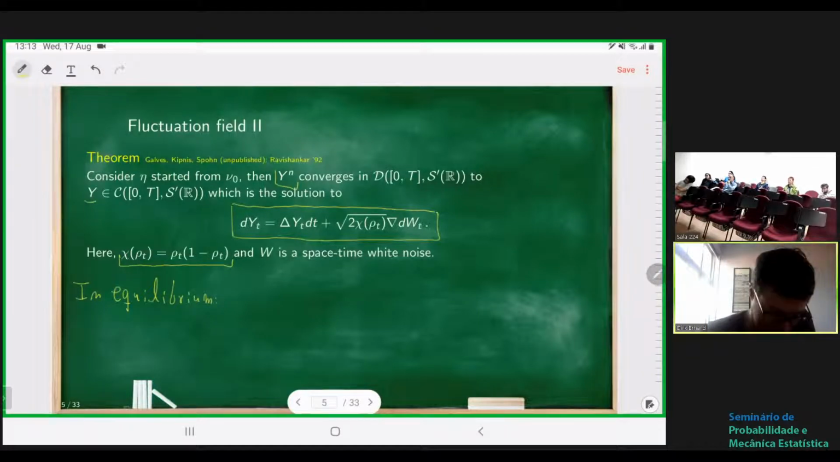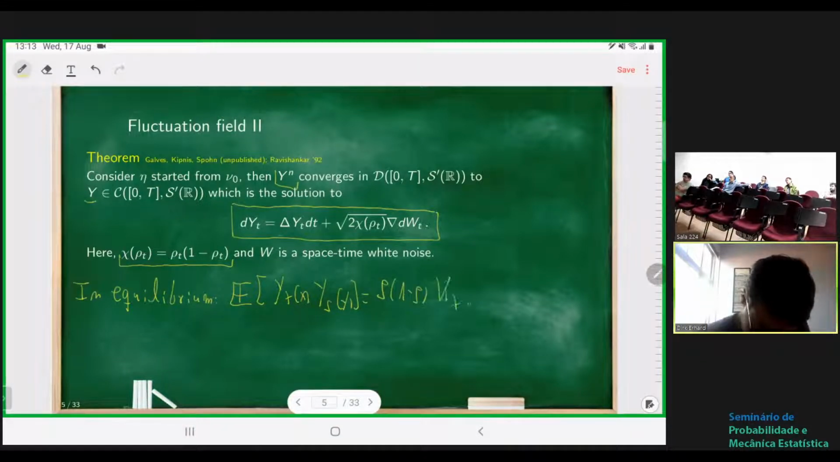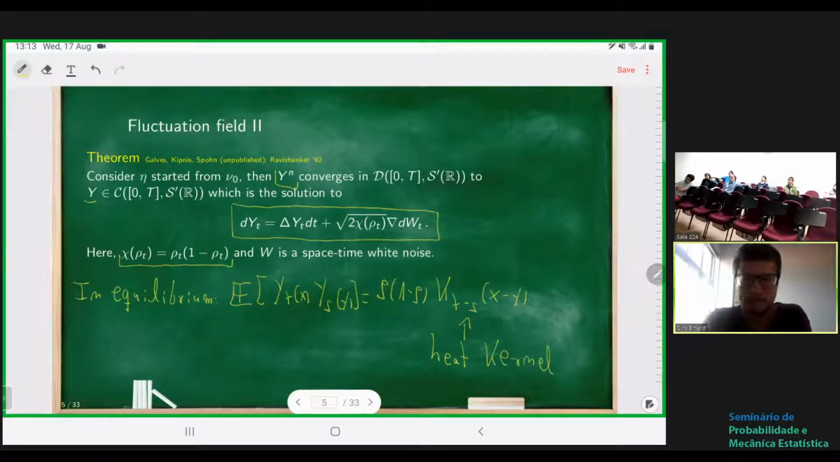So what is the covariance? Basically, the covariance of y_t of x and y_s of y is rho times 1 minus rho times k of t minus s, x minus y, where this k is the usual heat kernel, the heat kernel associated to the Laplacian, not the half Laplacian. And this kind of makes sense, right?